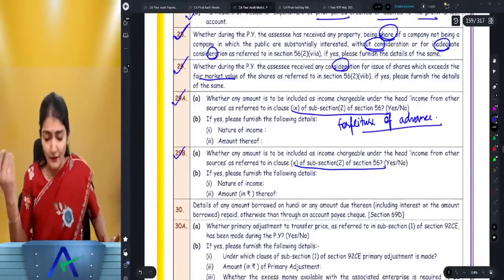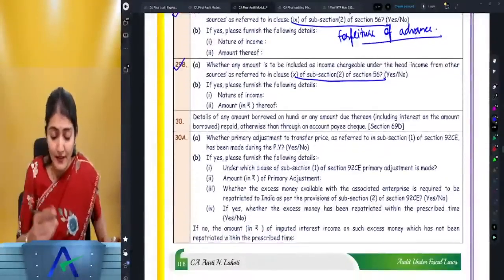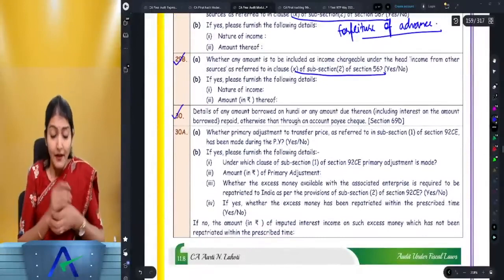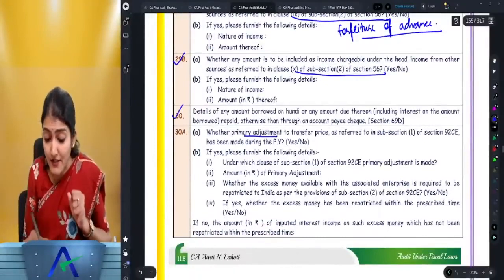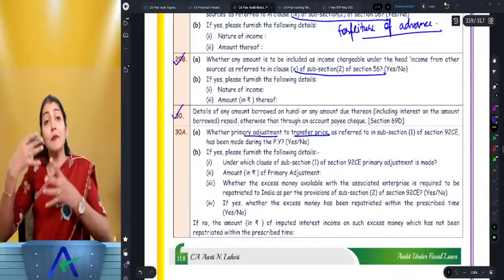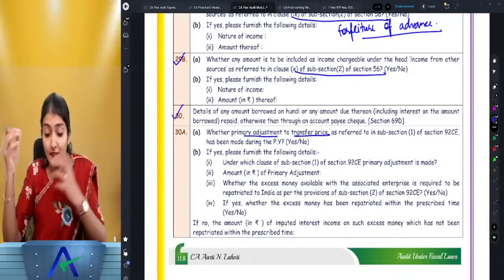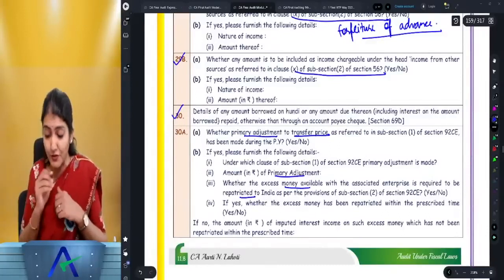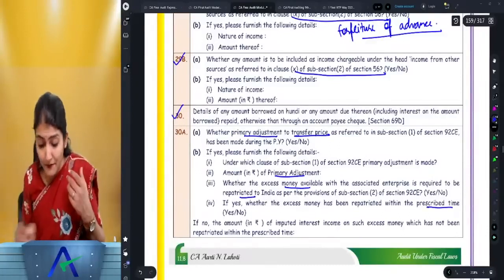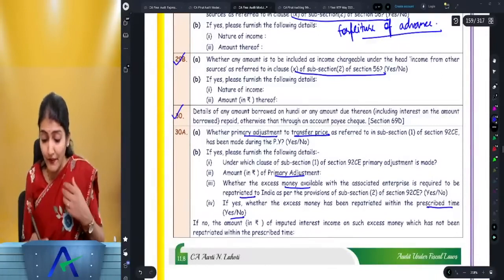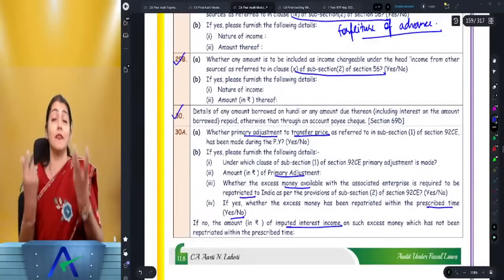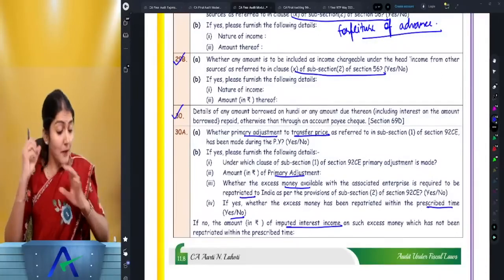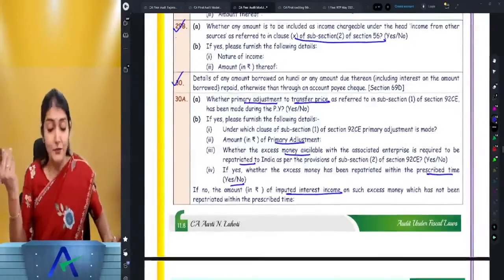29B is regarding the gifts received. Okay, right. Then 30, amount borrowed on any hundi. Then 30A, any primary adjustment to transfer price. Excess payment has been done outside India. Then the details of the excess payment. Then whether the excess money has been repatriated to India, whether it has been repatriated within the prescribed time. If not, then what is the imputed interest income on the same? So what does it say? The primary adjustment, if any, under 92CE.